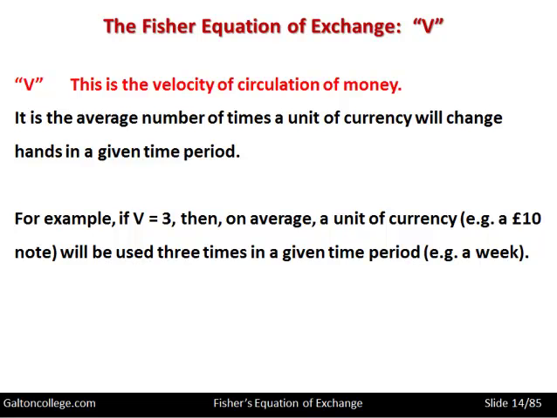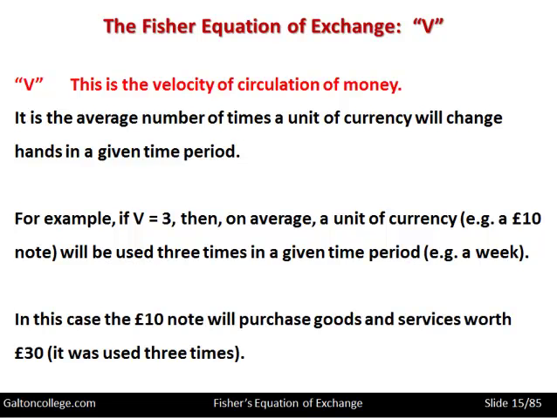Somebody would take the £10 note, spend it, so someone else would receive it. They in turn would take the £10 note and spend it, so someone else receives it, and they would, and so on. So it would be used 3 times. In this case, the £10 note will purchase goods and services worth £30. It was used 3 times.